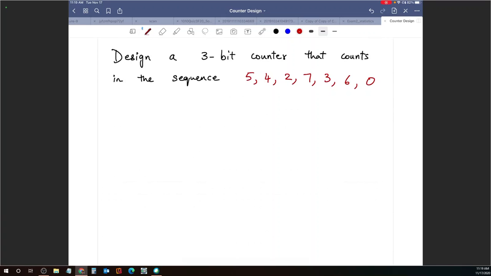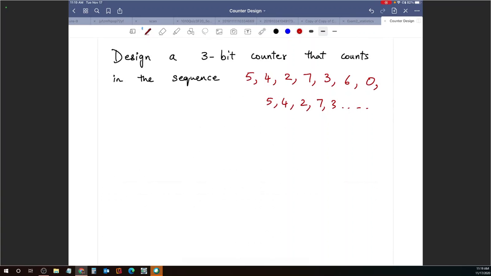All right, so this is as random as it can get, right? This is the counting sequence that we are going to worry about. And I want this to repeat. So I want this to go back to 5, 4, 2, 7, 3, and so on, right? So I want this to go in cycles.